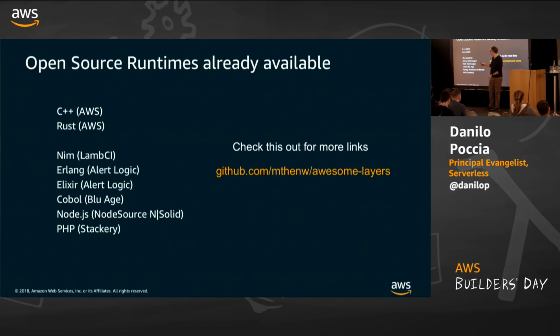and you don't need to do anything. If you use a runtime through a layer, probably there will be a new version of the layer, and you need to reconfigure the function to use the new version of the layer. Otherwise, nobody will do that, and you will continue to use the old version.